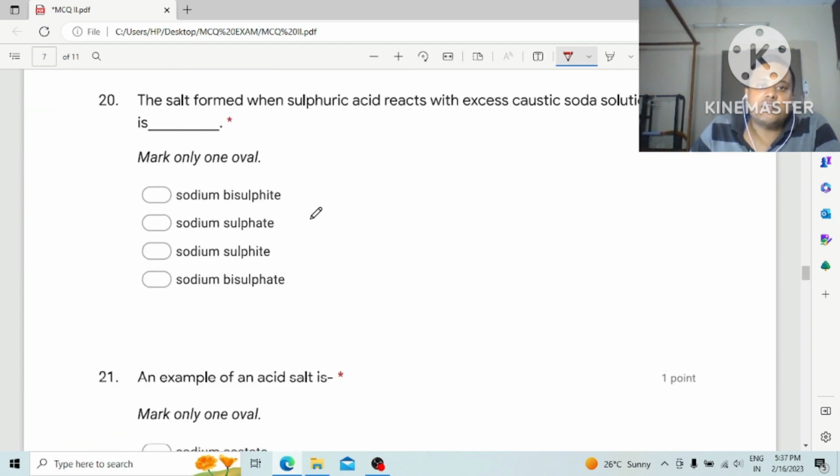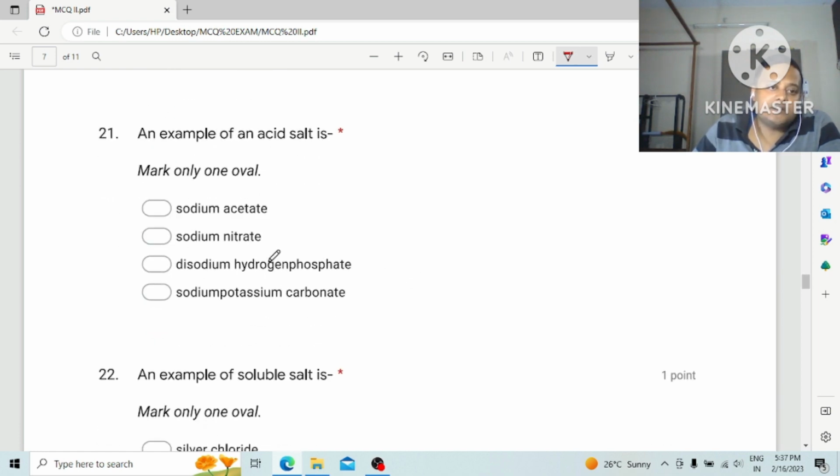Next, the salt formed when sulfuric acid reacts with excess caustic soda. That means complete neutralization, so complete neutralization gives sodium sulfate. If partial neutralization, it forms an acid salt, bisulfate. Here the base is in excess, so complete neutralization: sodium sulfate, a neutral salt.